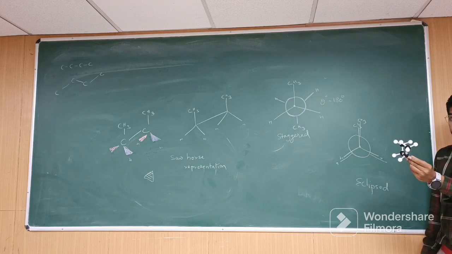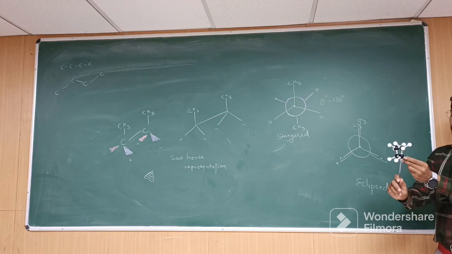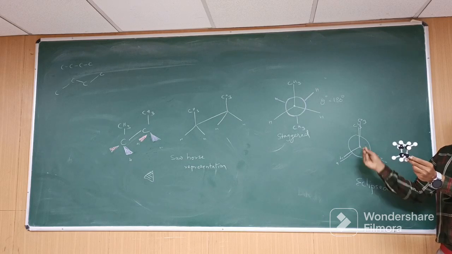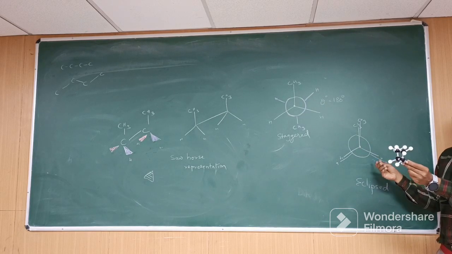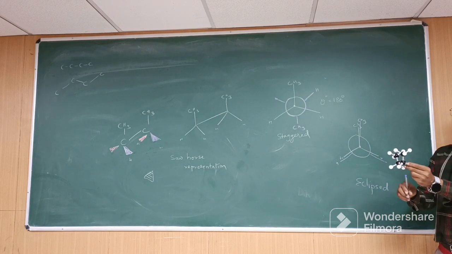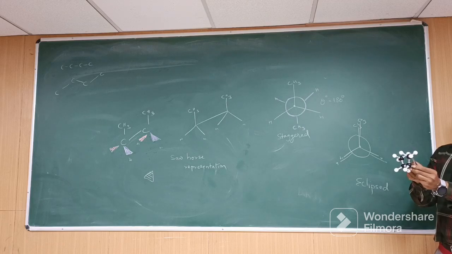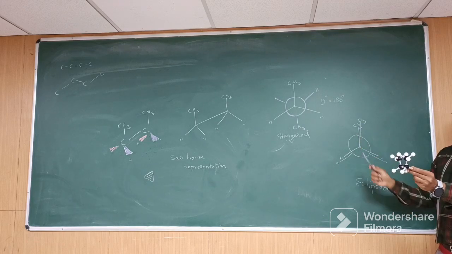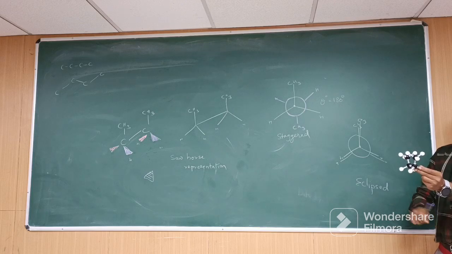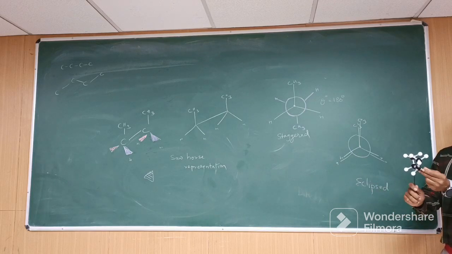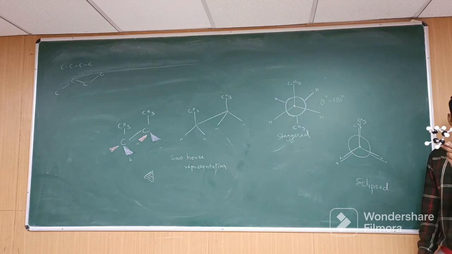Is that point very clear? I am repeating it. The C2 carbon atom becomes the dot. The C3 carbon atom becomes the circle. On the C2 carbon atom at the top, what is there? That is the methyl. Hydrogen, hydrogen. On C3 also methyl, hydrogen, hydrogen. That is the eclipsed form.